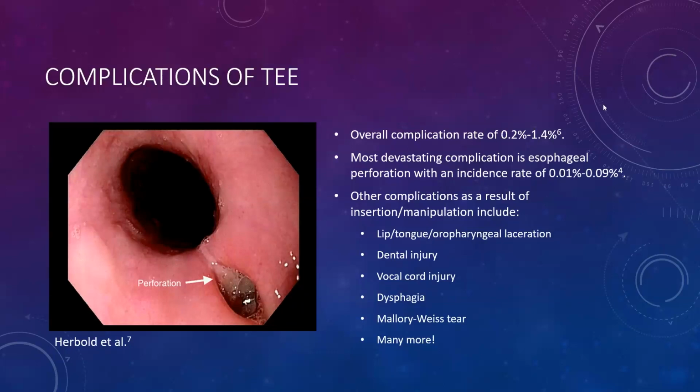The other complications that can happen with TEE, most of them are going to be lip, tongue, or pharyngeal lacerations and dental injuries. But of course, you can cause injuries to the esophagus that go beyond just perforation. You can have Mallory-Weiss tears, dysphagia. Sometimes you can absolutely injure the airway, vocal cords. I've seen people injure the posterior arytenoids while trying to place a TEE probe. So most of these complications are all going to be with the placement and insertion of the TEE probe.